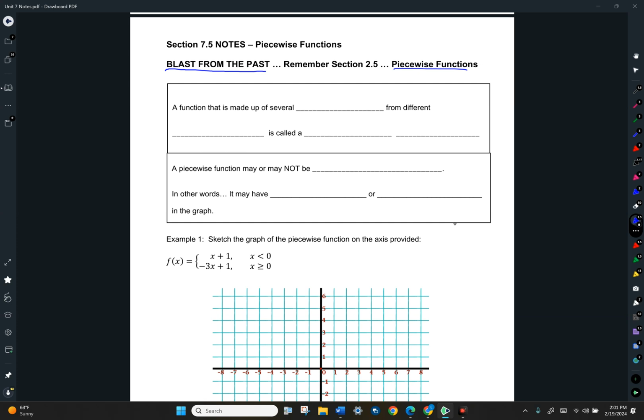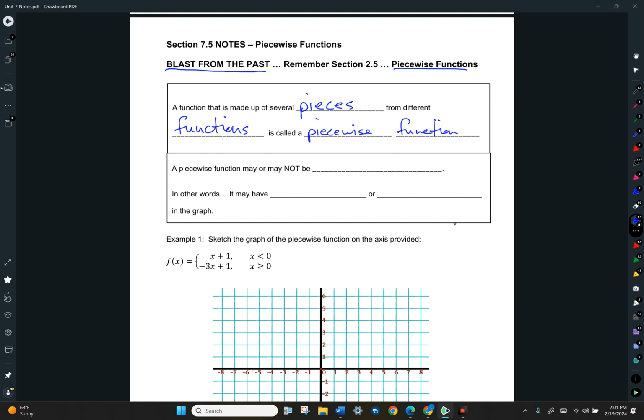We said that a function that is made up of several pieces from different functions. Pardon me if I spelled pieces wrong. I always forget I before E or E before I, I don't know. So a function that is made up of several pieces from different functions is called a piecewise function.